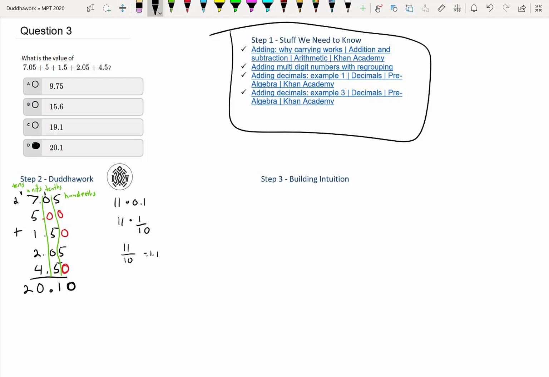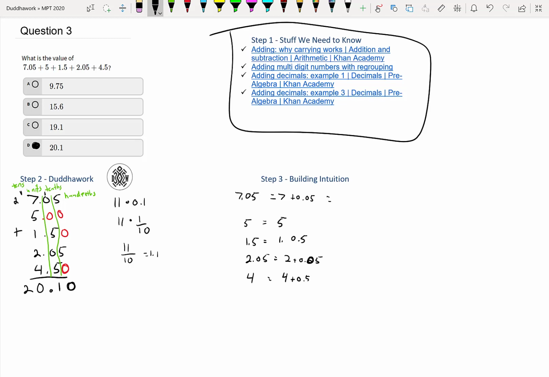So note that we can build some intuition to confirm our answer, check our answer, and understand the question at a deeper level. So if we convert all of them to fractions, we have 7.05, which is really 7 plus 0.05, right? And then we have 5, which is just 5 plus 0. And then we have 1.5, which is 1 plus 0.5. Then 2.05 is simply 2 plus 0.05, and then 4.5 is equal to 4 plus 0.5.